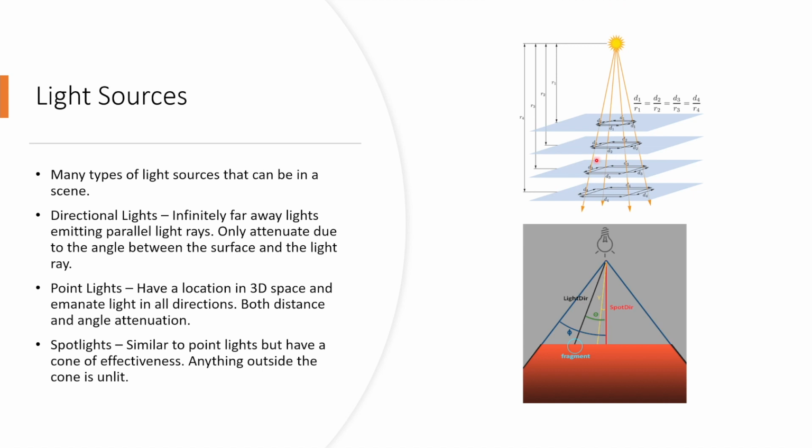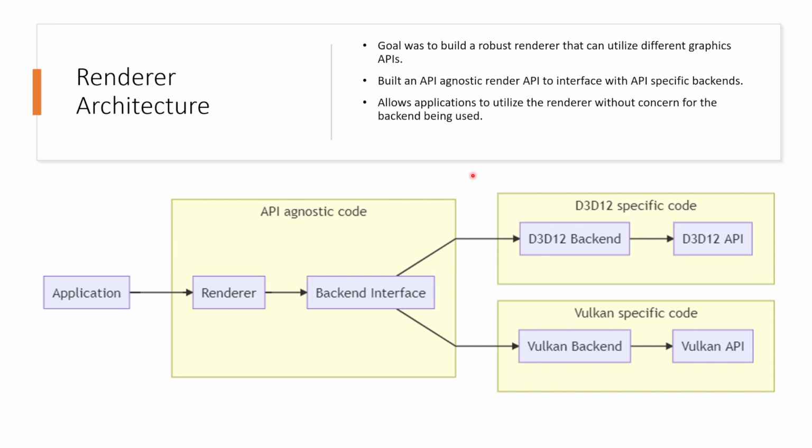Finally, we have spotlights, which are similar to point lights, but they have this cone of effectiveness that defines the light. And you can think of it as like a flashlight, so anything outside of this cone of effectiveness is unlit, and it gives you kind of a circular appearance.